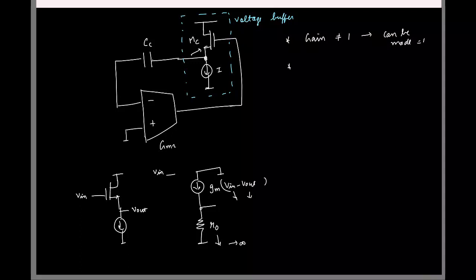What is the second non-ideality? Output resistance, right? What is the output resistance of this guy? Output resistance looking here is 1 by GM of the transistor MC. For an ideal buffer, this must have been 0. So basically, if I were to model this source follower, it is like a buffer with a finite output resistance. I'll call it some RC.